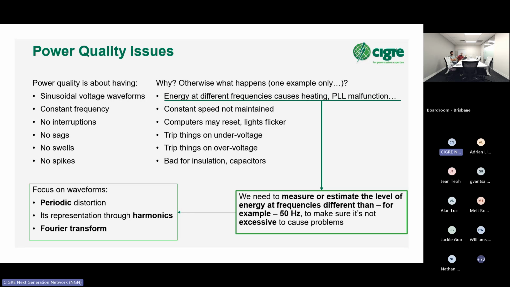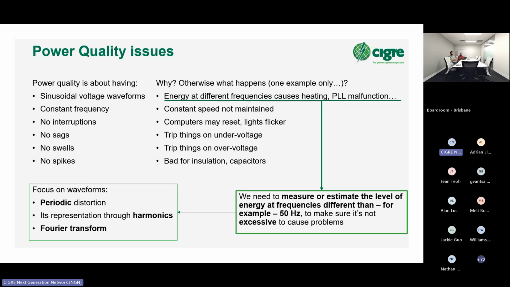Out of all these, the phenomena that are usually sporadic are all of them, apart from the voltage waveform not being sinusoidal in a periodic fashion. So the objective is to estimate or measure the level of energy at frequencies different than, for example, 50 Hertz. Here in Australia it is 50, in the US it is 60, to make sure it's not excessive. So we are talking about a distortion which is periodic. So every period, the shape is as bad as you want, but it is always the same.